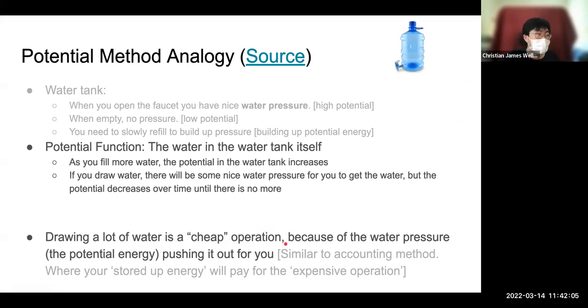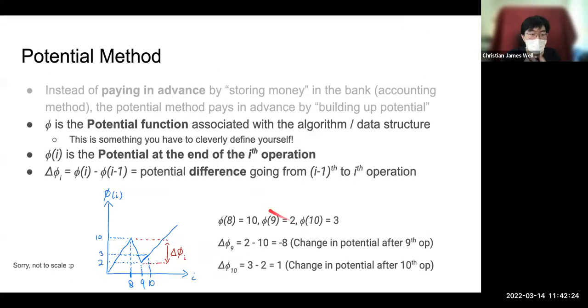In a sense, this is the similarity to the accounting method. You store up things in advance, you store up energy in this case, so that you pay for the expensive operation. Okay, so it's okay if it doesn't click yet here. I agree potential method can be confusing. Take some time to understand it later. But let me just go on for now.